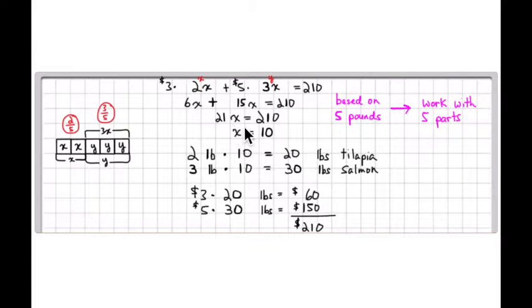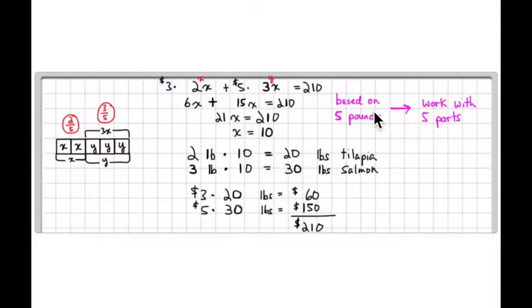So how many times can I go into the store with my $21? Out of $210, I can do that 10 times. So I'm going to buy 2 pounds of tilapia 10 times, that's 20 pounds, and 3 pounds of salmon 10 times, that's 30 pounds of salmon. Figure out the cost, it comes out to be that $210.